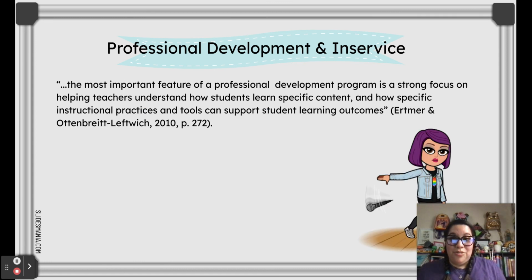And I thought it's also important to include that the most important feature of a professional development program is a strong focus on helping teachers understand how students learn specific content and how specific instructional practices and tools can support student learning outcomes. Because if we don't fully understand not just our content, but our students, then there's no way we're going to reach them in the first place. So we have to first learn about how students are learning, making sure that we're addressing all types of learning and how specific instructional practices and tools can affect different things. So, if you want your students to learn this, knowing how this kind of technology is going to help.